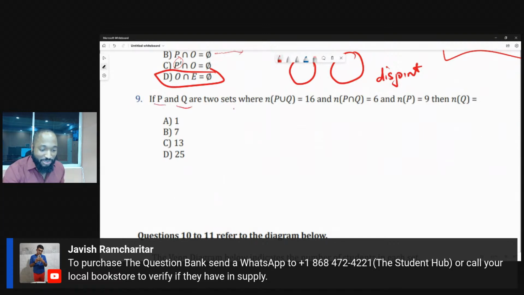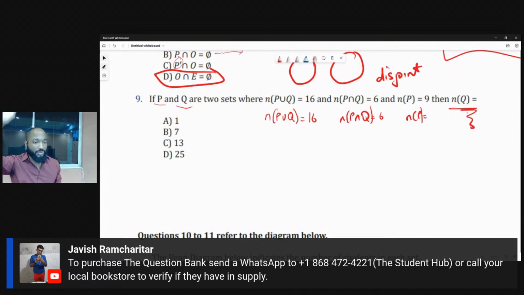P and Q are 2 sets. The number of elements in P or Q is 16. The number of elements in P and Q is 6. And the number of elements in P is 9. And they want to find how many are in Q.